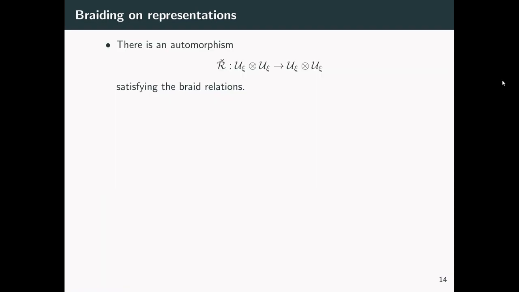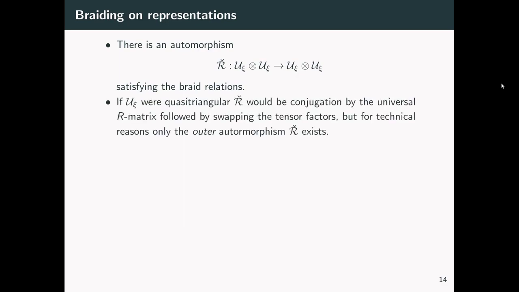There's an automorphism R check from U_C tensor U_C to itself, satisfying the braid relations. By that I mean it satisfies some kind of Yang-Baxter equation, so the induced thing will wind up satisfying the braid relations we want. If U_C were quasi-triangular, then R check would be conjugation by the universal R matrix, followed by swapping the tensor factors. For technical reasons, that isn't really true. Also, the swapping of the tensor factors is why I'm calling it R check instead of R.